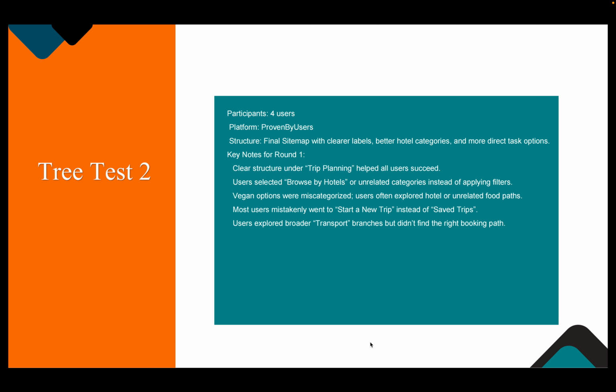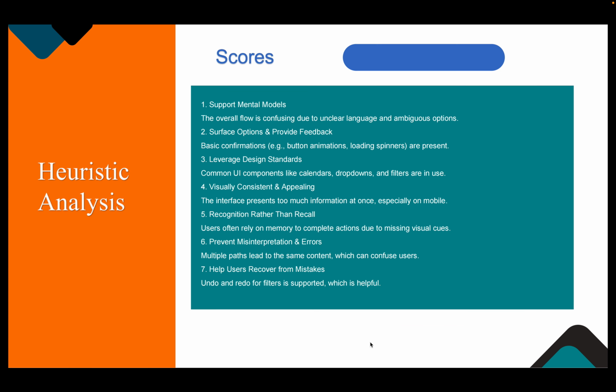For task 2, there were only 4 users, and it helped users to plan a trip, and they succeeded in most of the parts. Vegan options were miscategorized in the first part, but improved in the second one, and they can filter out food easily by the hotels. The heuristic analysis has things like support mental models, surface options, and provide feedback.